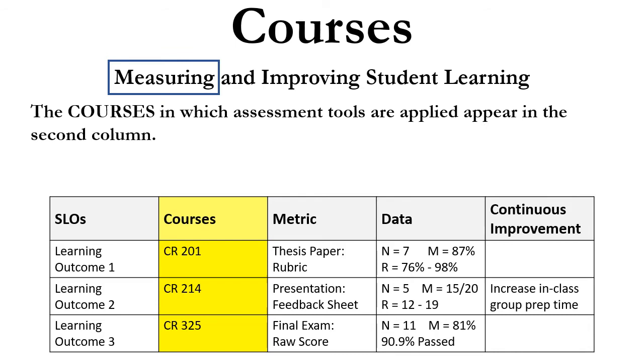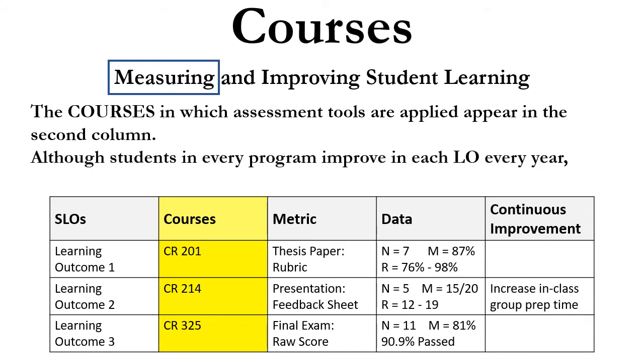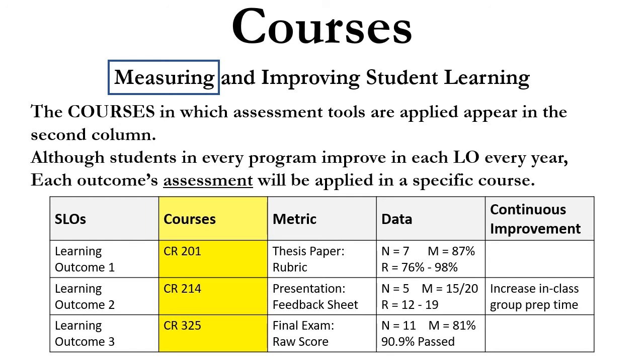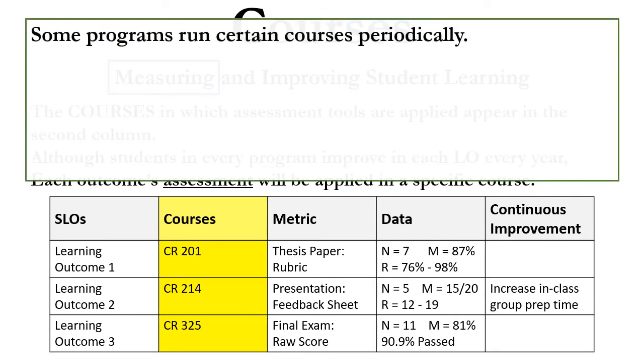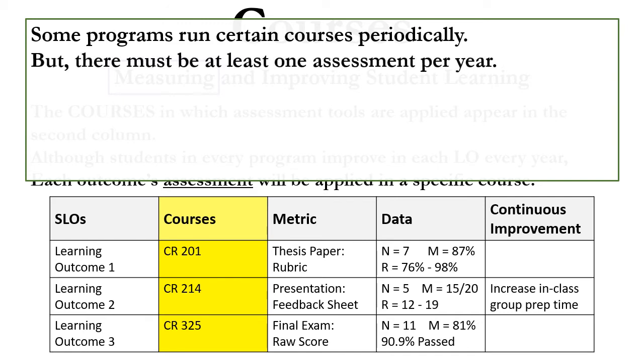Courses. So what the courses list does is it names where the assessment is done, in which course the assessment is done. It is the case that students in every program improve in every learning outcome every year. It might be the case that each outcome's assessment will be applied in a specific course. Some programs run certain courses periodically, maybe once a year, or sometimes every 2 years, right? Of course, that is completely understandable, but there needs to be at least one assessment per year.